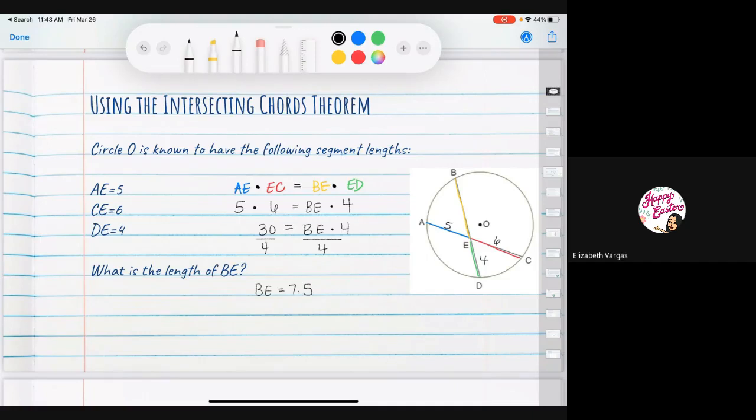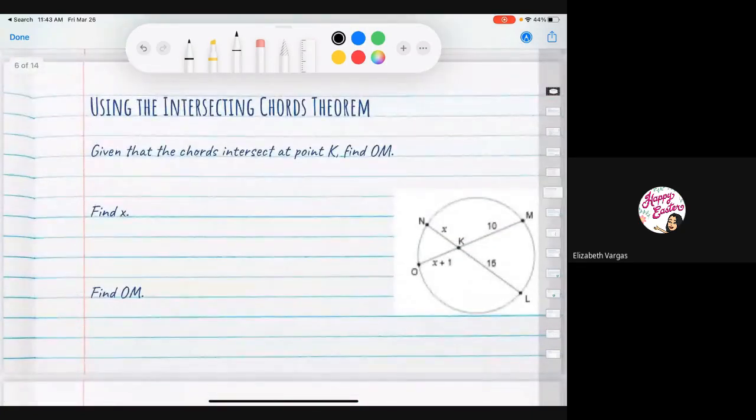Questions, concerns? Both parts of one chord will be located on one side of the equation, and both parts of the other chord will be on the other side. Basically, those two should be equal to each other. Here's another example where we don't necessarily have values, but we have equations, and we can still use this to solve. Let's find x.